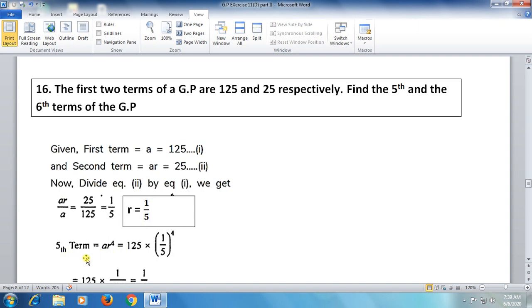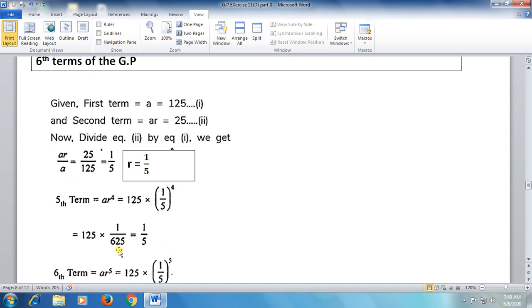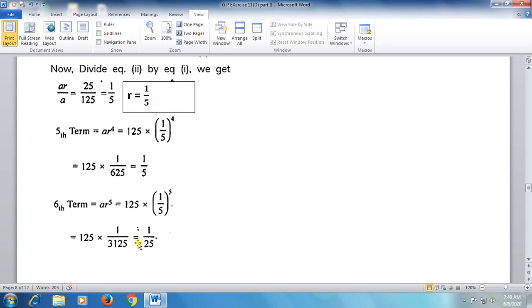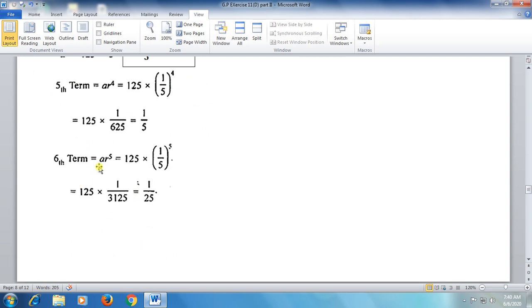The fifth term should be calculated by using the formula A into R to the power of 4. Substitute A as 125 and R as 1 by 5. So 1 by 5 to the power of 4 leads to 1 by 625. After simplification, the value of the fifth term is equal to 1 by 5. Similarly, the sixth term can be calculated by using the formula A into R to the power of 5, that is 125 into 1 by 5 to the power of 5. 1 by 5 to the power of 5 leads to 1 by 3125. After simplification, the value of the sixth term will be equal to 1 by 25.